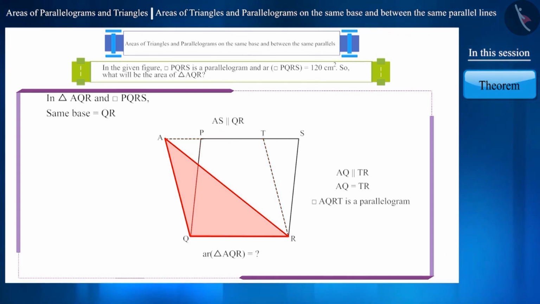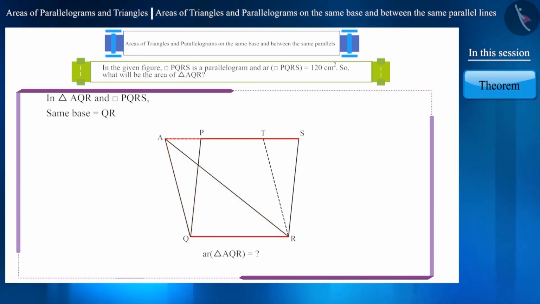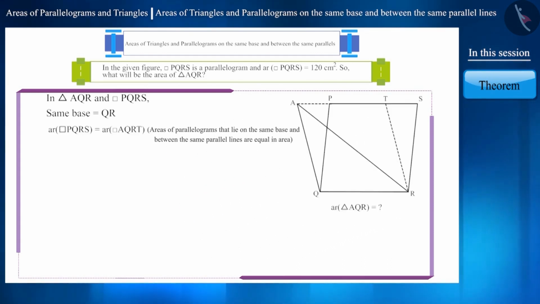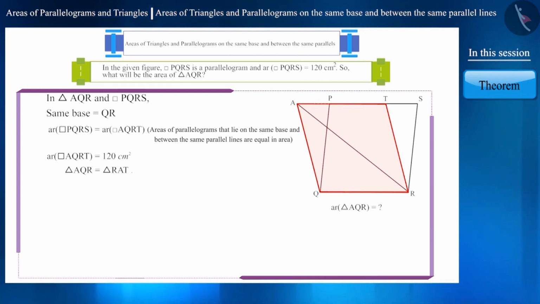We know that because quadrilateral AQRT and quadrilateral PQRS are both parallelograms that lie on the same base QR and between the same parallel lines AS and QR, therefore, their areas will also be equal. That is, the area of quadrilateral AQRT will also be 120 square centimeter. And if we consider the parallelogram AQRT, then AR is one of its diagonals, and we know that the diagonal of a parallelogram divides it into two congruent triangles.